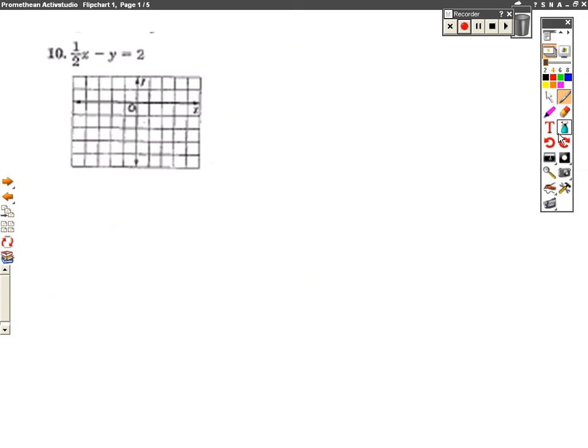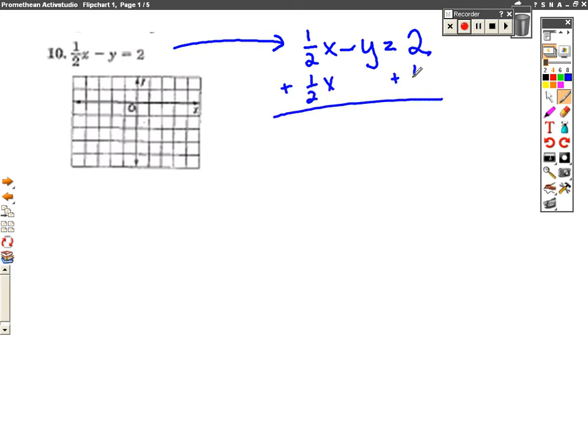Boys and girls, we're going to go through number 10 first. First thing you always want to do in graphing is make sure you solve for y. So I'm going to add 1/2 x on both sides, which will get me negative y is equal to 1/2 x. I'm sorry, it was going to be subtracting 1/2 x. That's the only way we're going to cancel it out here. So you have negative 1/2 x plus 2.